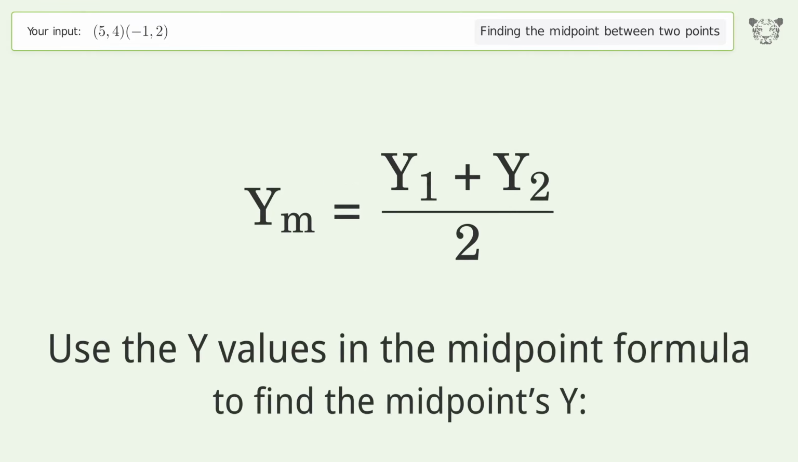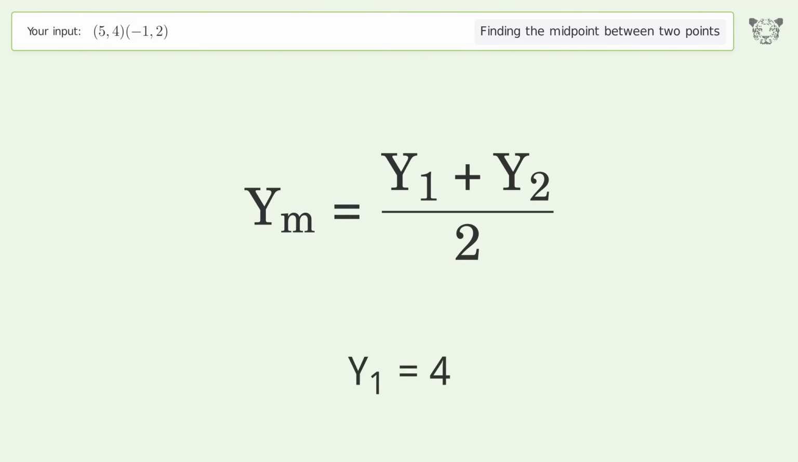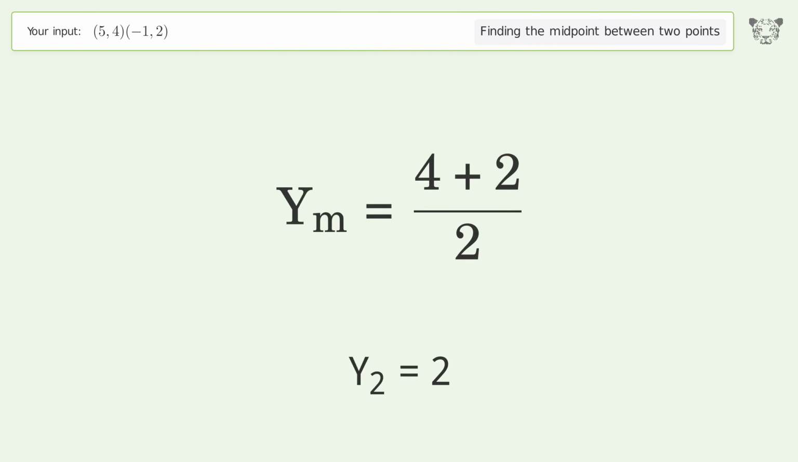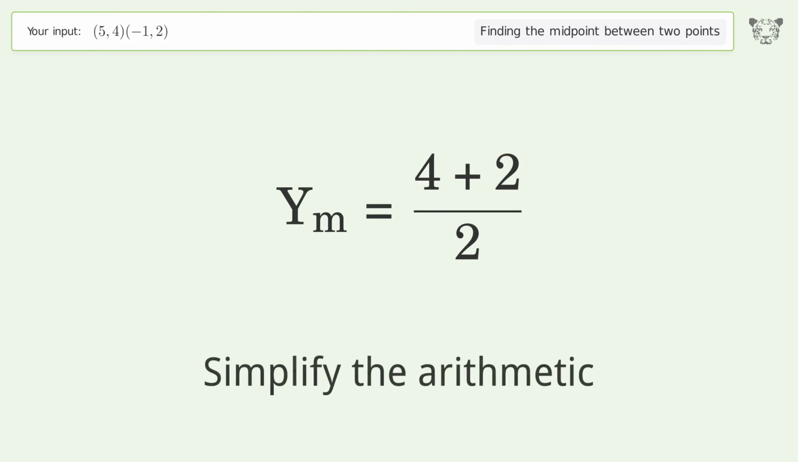Use the y values in the midpoint formula to find the midpoint's y. y1 equals 4. y2 equals 2. Simplify the arithmetic.